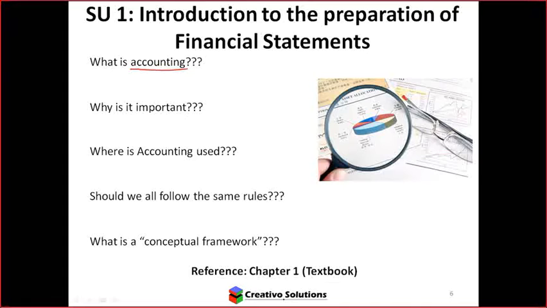Right, so should we all follow the same rules? Yes. Definitely. All right, we can't follow different rules. We need to follow the same rules. So what is the conceptual framework then? I said the rules and standards that are set and the financial statements. Okay, good. So the standards, you mentioned an important word there, because remember, those standards are part of the IFRS.